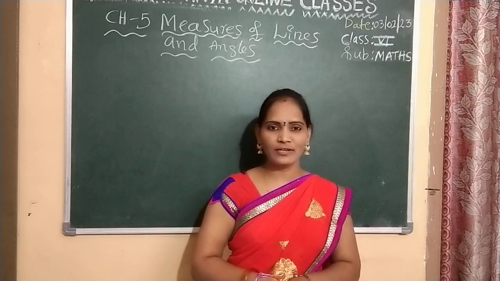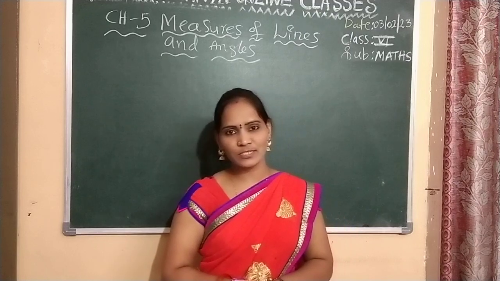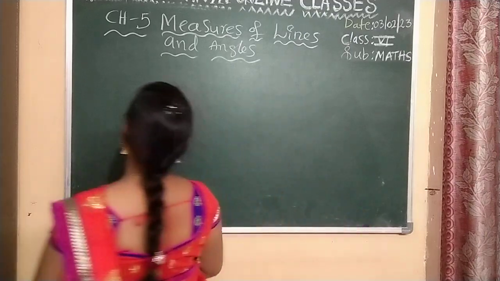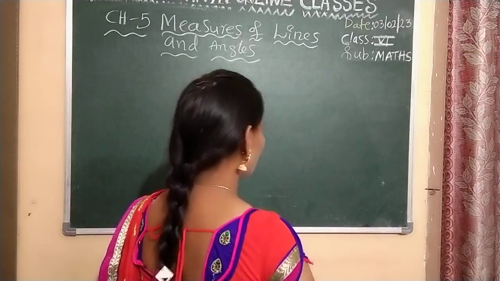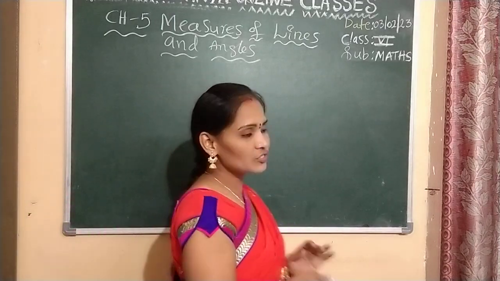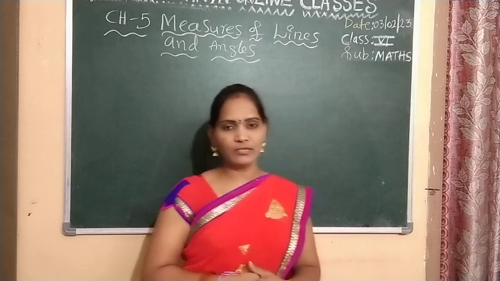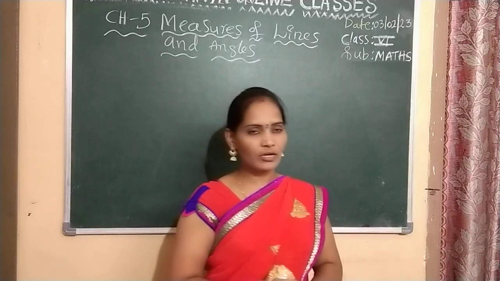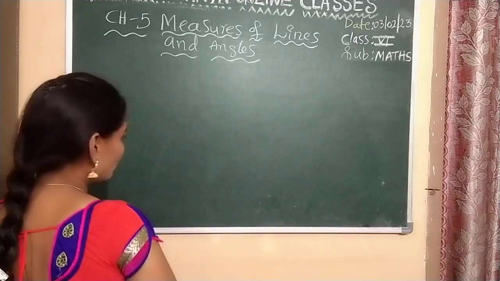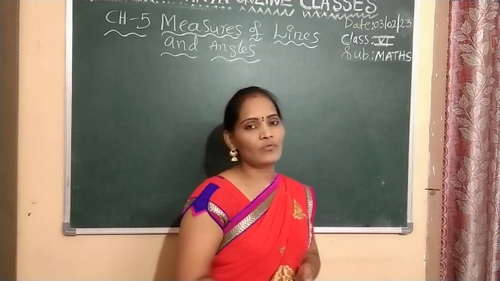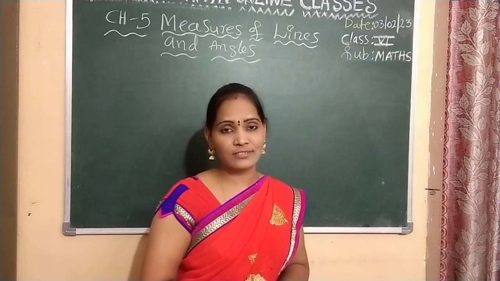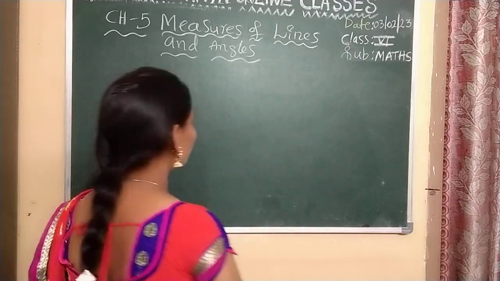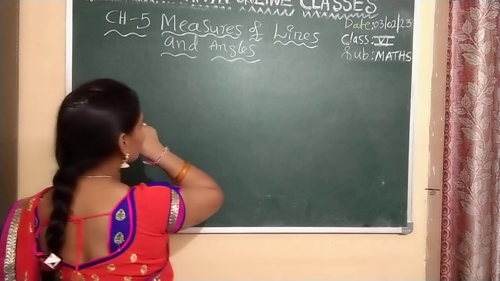In this video, I am going to explain 6th class Maths chapter 5, measures of lines and angles. In this chapter, I am going to explain one important concept, some definitions: what are intersecting lines, what are perpendicular lines, and what are parallel lines. I am going to explain a small concept in this chapter.